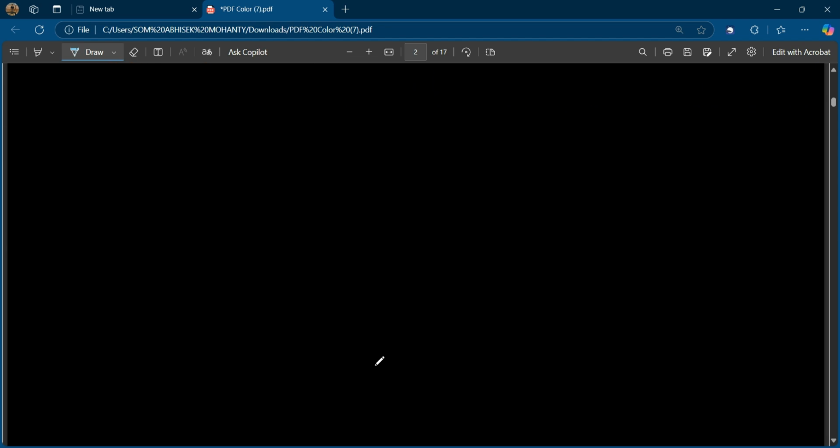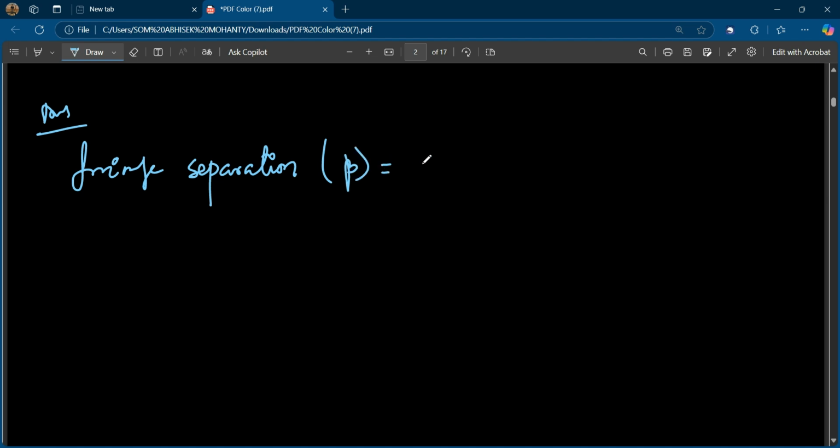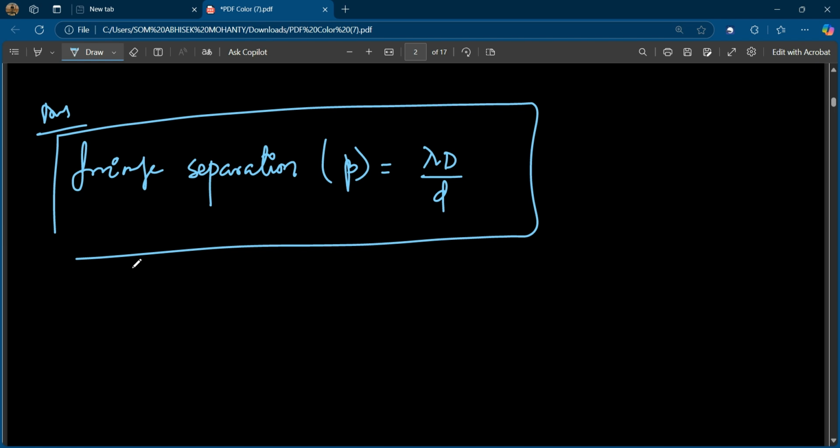Okay, so I'll be solving a very easy question. I hope you have solved it. If you haven't, you just try. So fringe separation, direct formula. Fringe separation beta is equal to lambda D by d. We know it, right? So beta is equal to lambda D by d. Lambda is how much? 600 nanometer. That means 600 into 10 to the power minus 9.